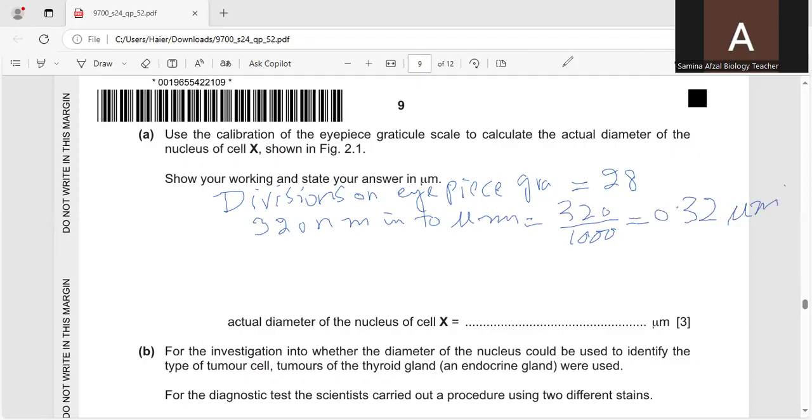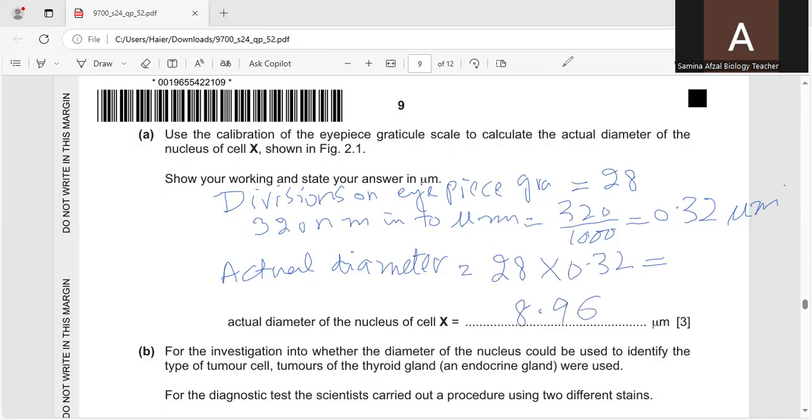Now we have to find the actual diameter. So the actual diameter will be equal to 28 multiplied by 0.32. If we multiply it, let me calculate, 28 with 0.32, the answer will be 8.96 micrometers. So this is the answer.